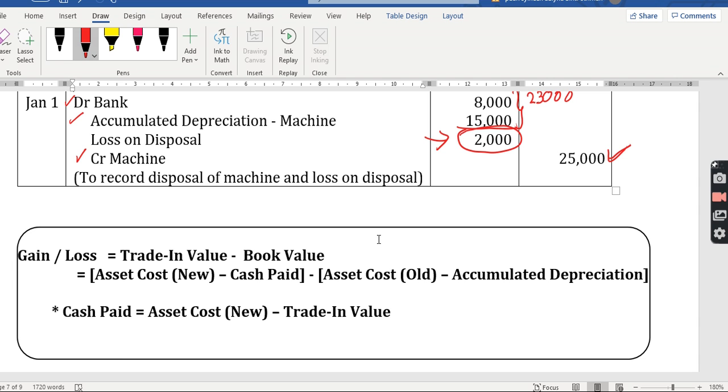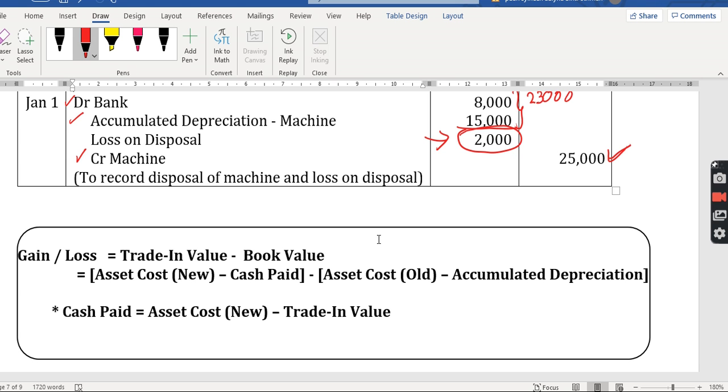Contoh, saya ada lori buruk. So I want to trade in with a lori baru. So that lori baru is 10,000. So my lori buruk was sold to the lori seller. Seller tu sendiri nak ambil lori buruk saya tu. So let's say he wants to take my lori at the price of 2,000 ringgit.